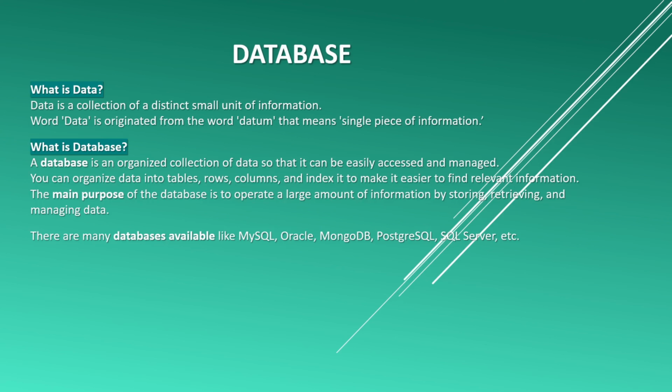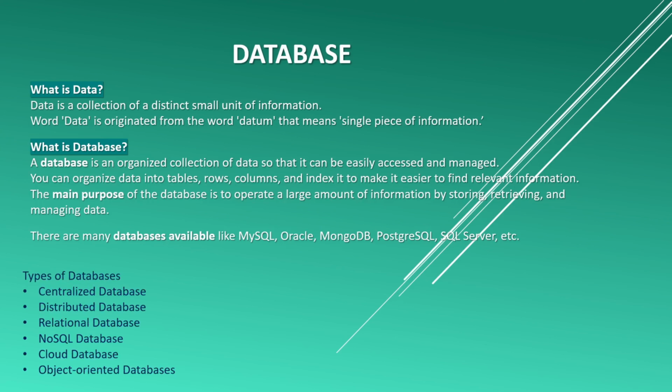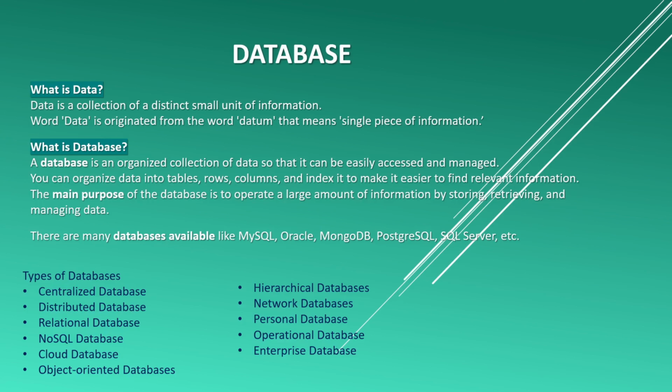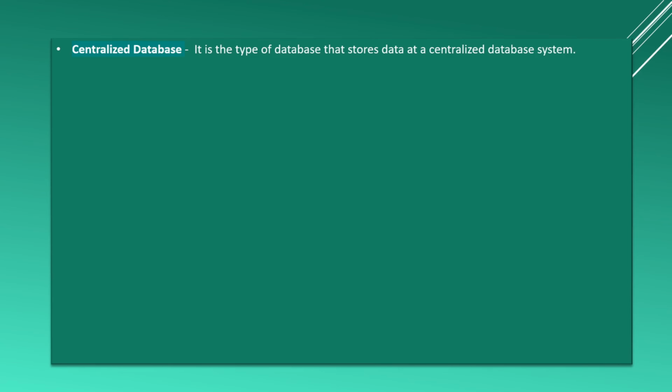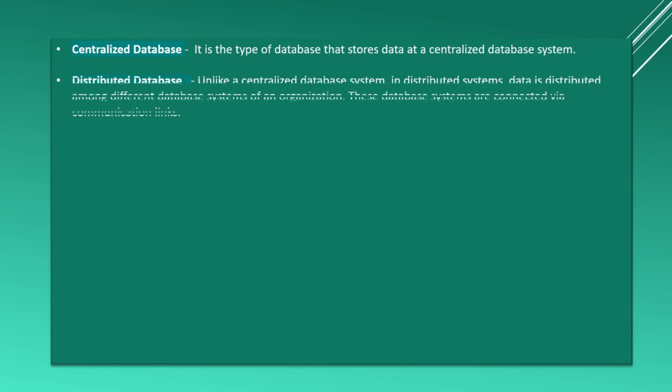Let's understand the types of the database. The types of database are classified according to the uses of the database. There are many database types in market like centralized, distributed, relational. Let's know some types of database. Centralized database. It is the type of database that stores the data at a centralized database system. Then distributed database. In distributed database, data are distributed among the different databases of the organization.